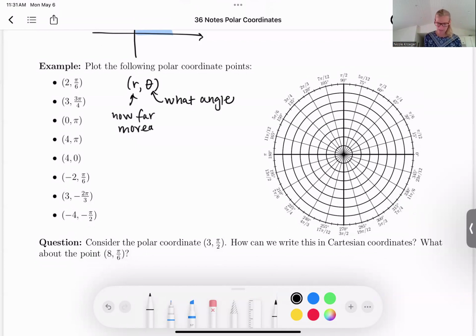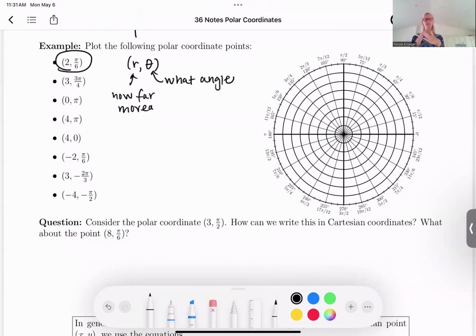So if I want to plot the point 2 comma pi over 6, the pi over 6 means that our angle from the x-axis is pi over 6 units. So that would be over here, 30 degrees. And then the 2 tells us that we've traveled 2 units in that direction. And that's all starting from the origin, which is sometimes called the pole when we're thinking about polar coordinates, like the North Pole or South Pole. Okay, so if I've done 2 units along pi over 6, so this is my pi over 6 line. I've traveled 2 units from the origin, so that's 1, 2. So it looks like I'm ending up right here. So that's my point 2 comma pi over 6.